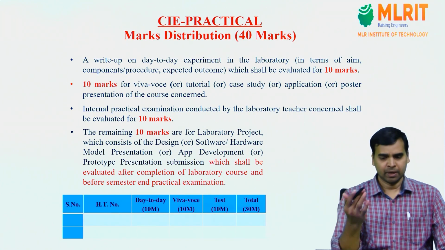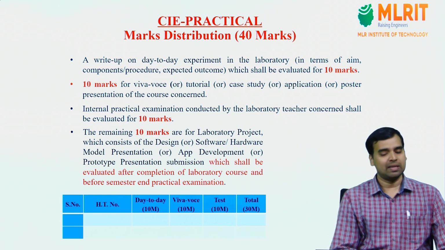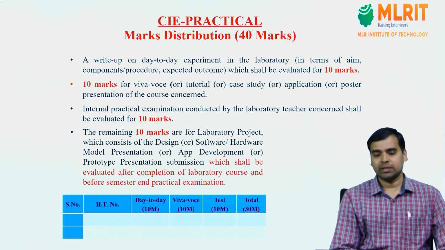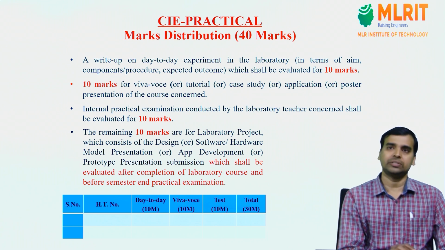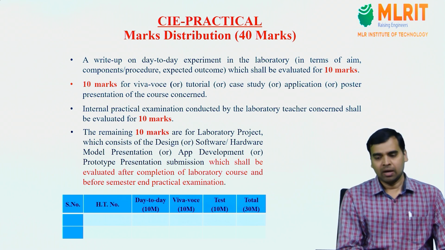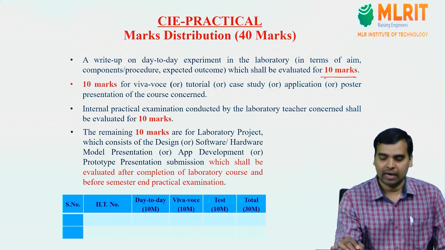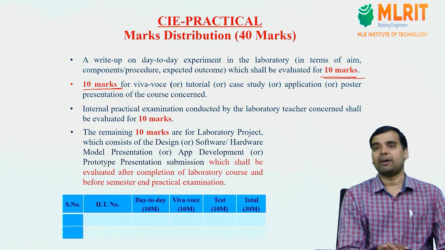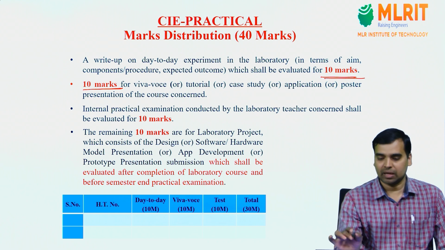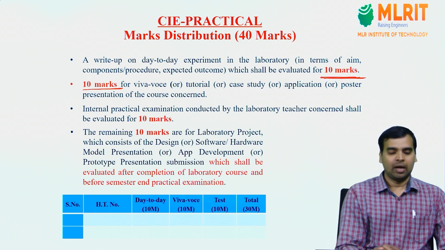I hope it's clear. Now, when it comes to the practical course, CIE is 40 marks and SEE is 60 marks. When it comes to the CIE, while conducting the daily experiment, faculty are going to evaluate each experiment in regular labs for 10 marks, and again 10 marks for Viva. While faculty are conducting the daily experiment, they are going to evaluate it for 10 marks, which is nothing but the day-to-day evaluation, and 10 marks for Viva.